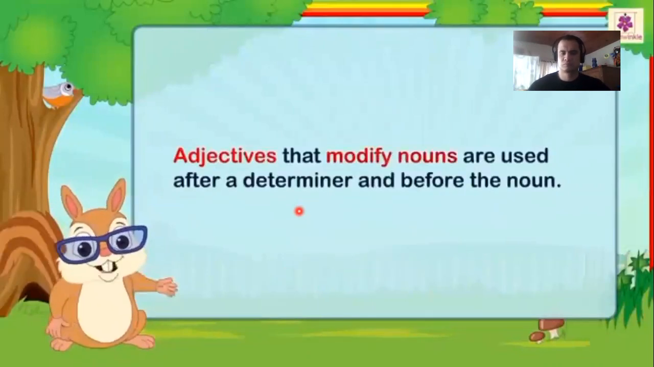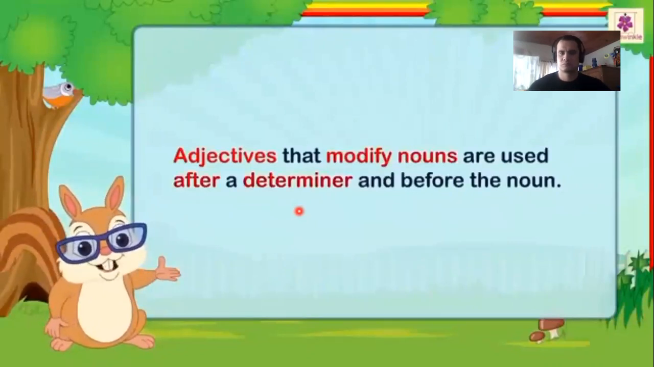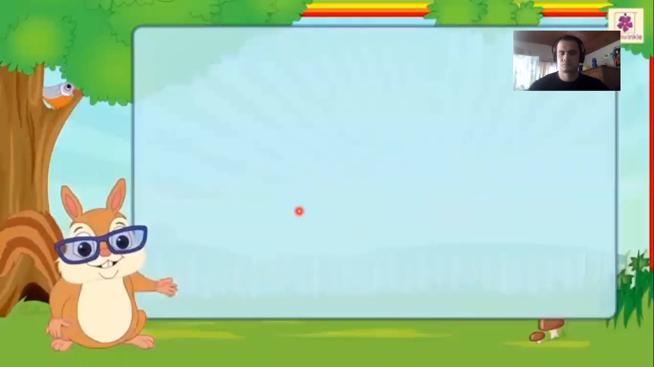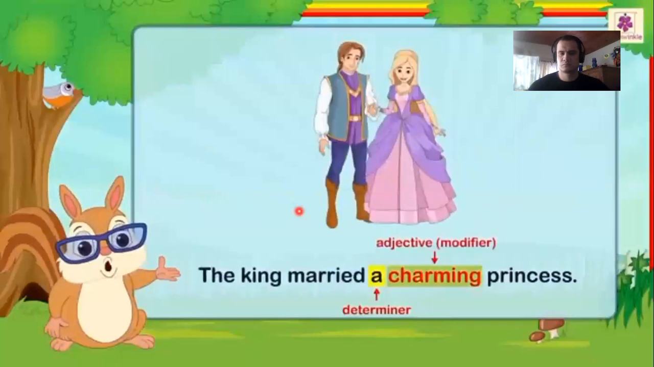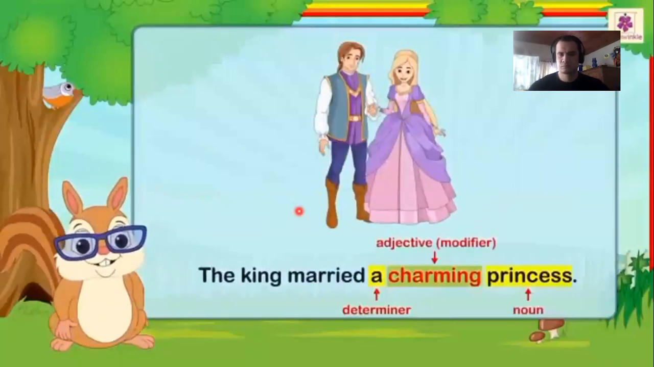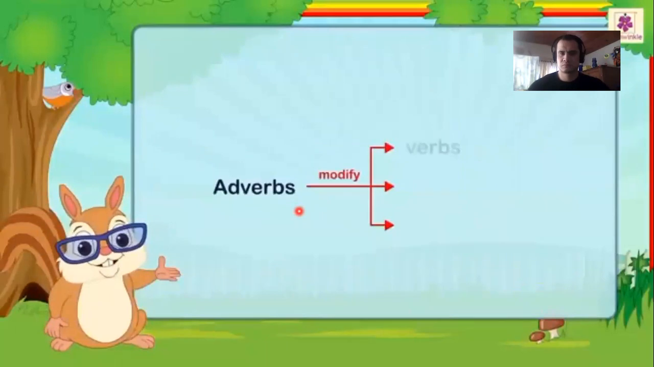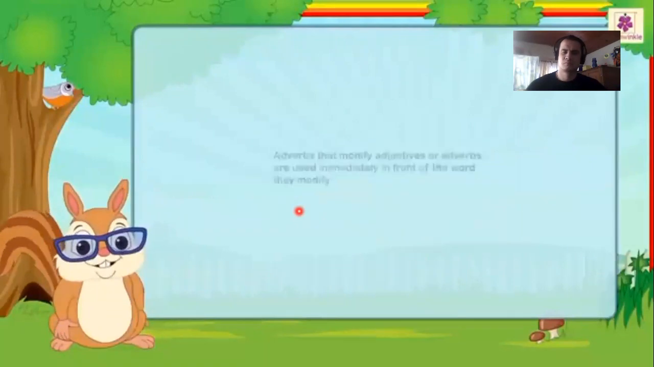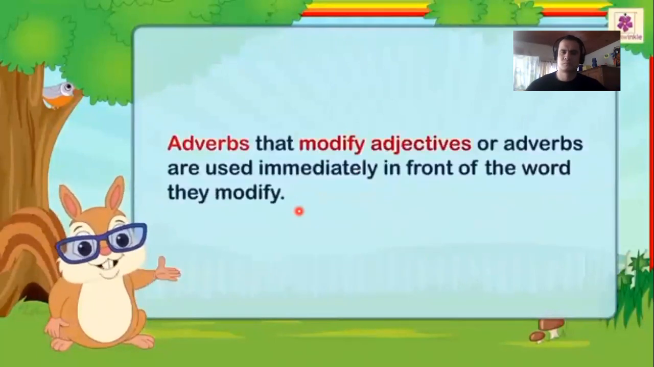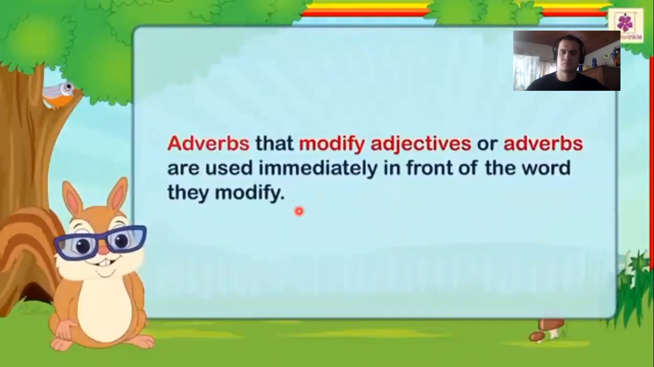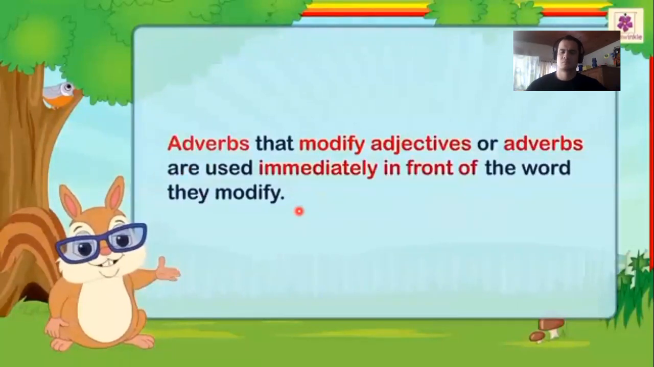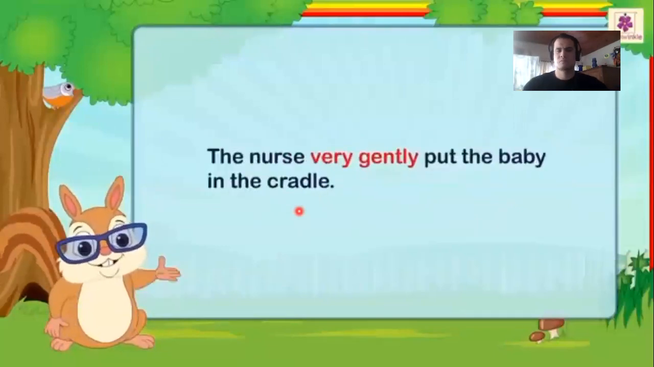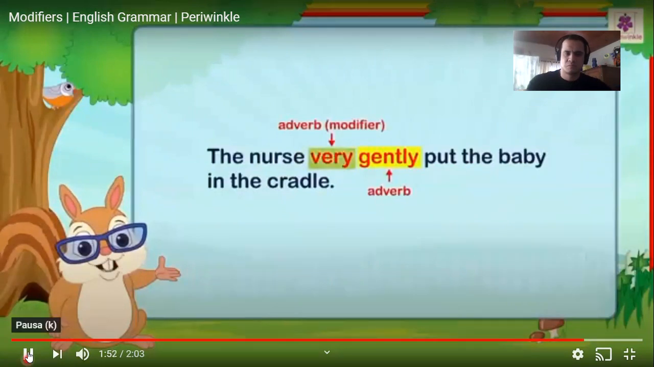Adjectives that modify nouns are used after a determiner and before the noun. For example, the king married a charming princess. Adverbs modify verbs, adjectives, and other adverbs. Adverbs that modify adjectives or adverbs are used immediately in front of the word they modify. For example, the nurse very gently put the baby in the cradle.